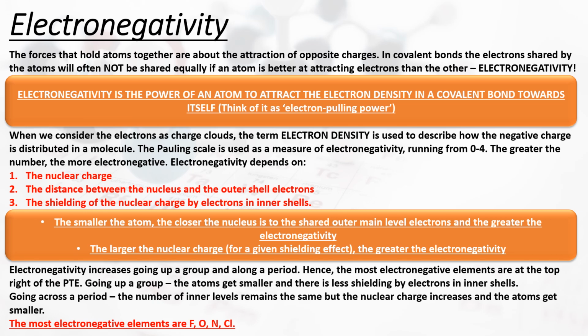As we go up a group, the atoms get smaller. There's also fewer shells of electrons, and so there's less shielding by these electrons in inner shells. And so that increases the electronegativity. As we go across a period, the number of inner levels remain the same. We have the same sort of electron shell, but we are increasing our nuclear charge for that same amount of shielding, and therefore the atoms are also getting smaller. So both of those factors again help to increase the electronegativity. So our most electronegative elements on this Pauling scale are fluorine, oxygen, nitrogen, and chlorine, stuff to the top right of the periodic table.